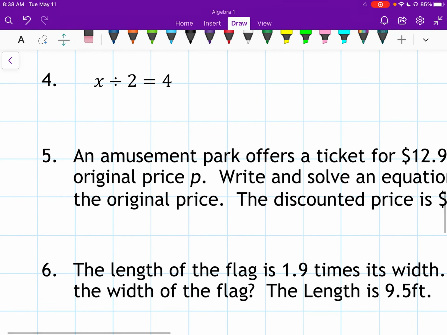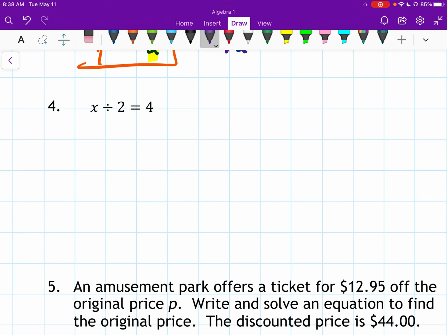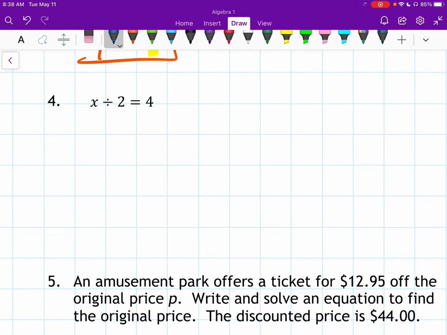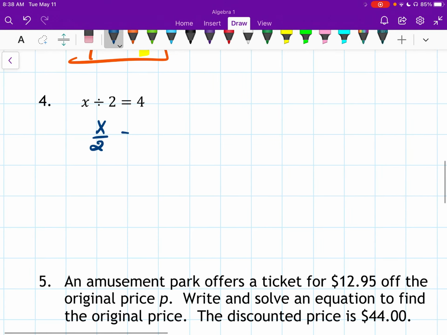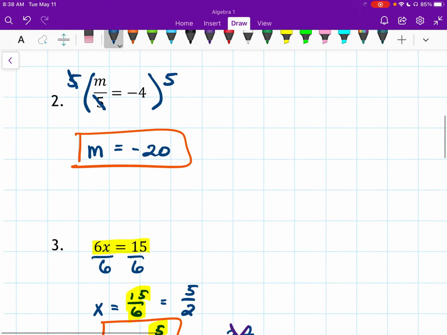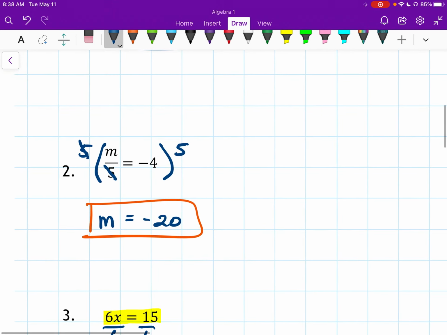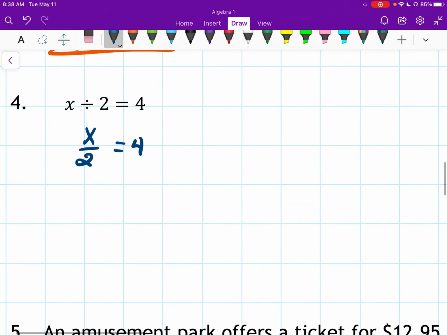Number 4. This one's listed a little bit differently. We have the division sign. Normally, we don't have the division sign anymore. It'll just be written as like a slash for a fraction bar. So that's what I'm going to do. I'm going to rewrite this as if it was a fraction. So this will be x over 2 equals 4. Now this looks a whole lot like number 2, where we multiplied by our denominator. So I'm going to multiply both sides by 2, and I will have x equals 8.